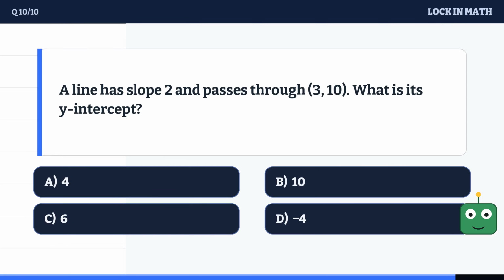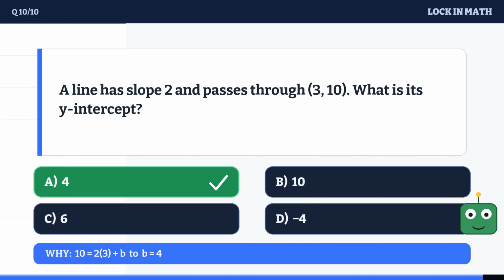A line has slope 2 and passes through the point (3, 10). What is its y-intercept? Four. Use y equals mx plus b. Plug in. 10 equals 2 times 3 plus b. That's 10 equals 6 plus b, so b is 4. The y-intercept is just b once you solve for it.